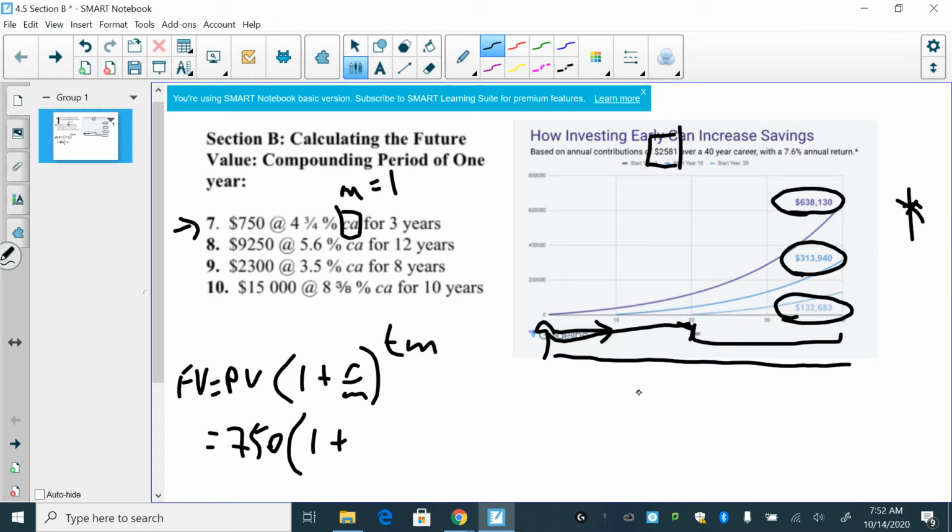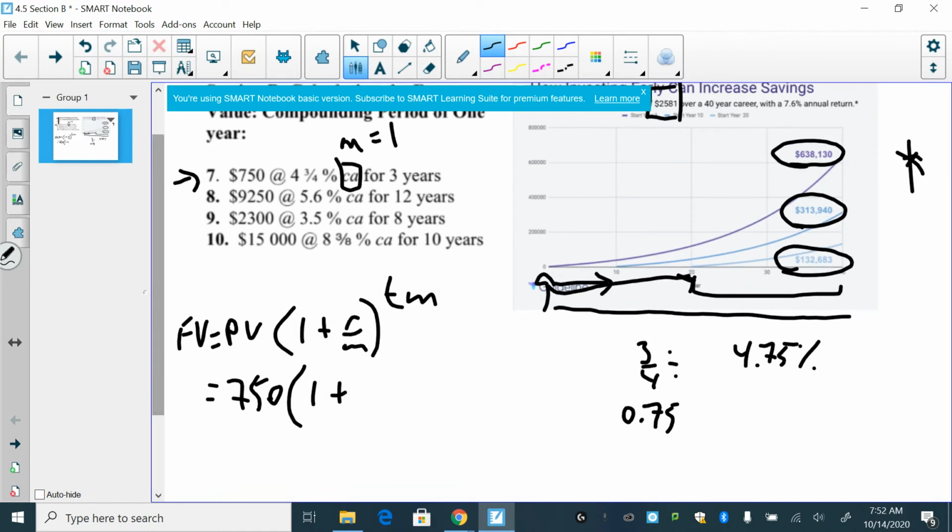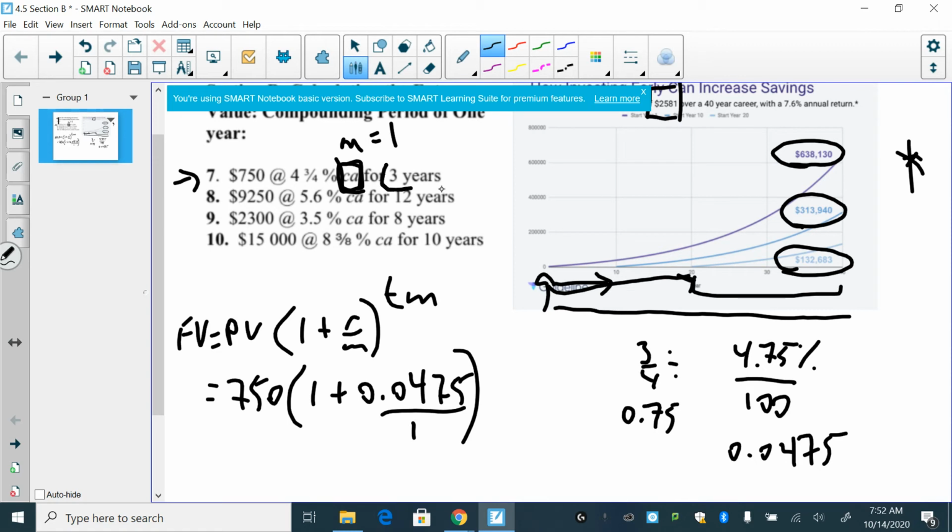So what you want to do is take that percent and divide it out. Now, the big mistake is people put that number in. Remember, I've only switched it to 4.75 to make it look different. You still have to get rid of that percent symbol by dividing by 100. So you're really going to be working with 0.0475. So that's my R. My M, because it's compounded annually, we already talked about that, is 1. I'm looking for 3 years, so that's my T, and my M is 1.